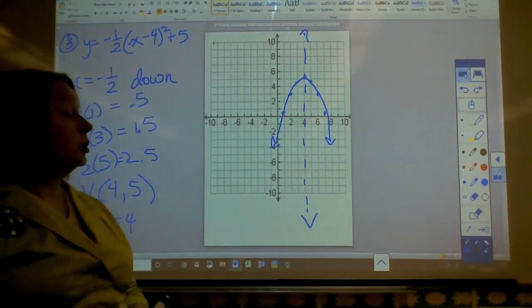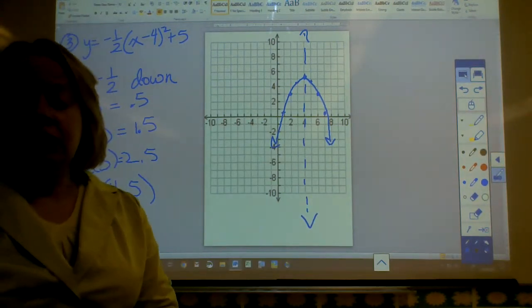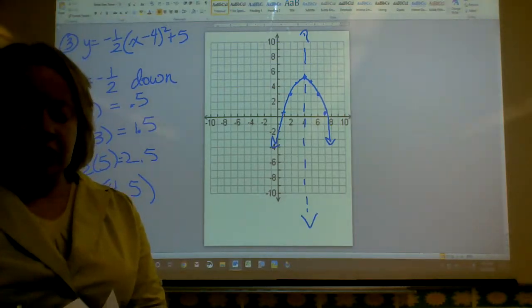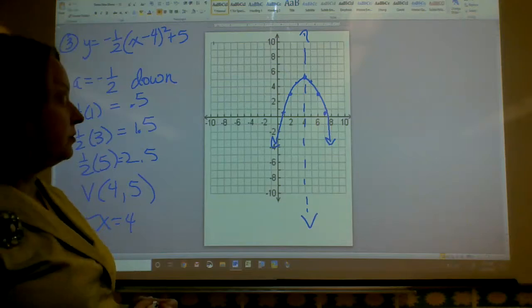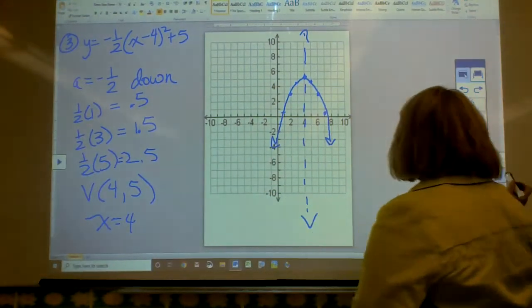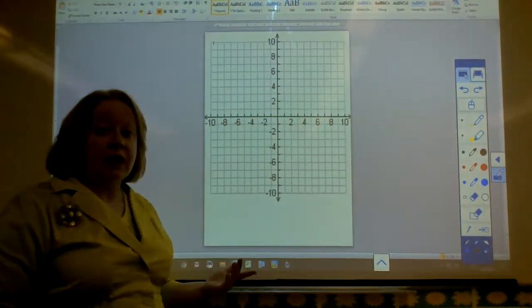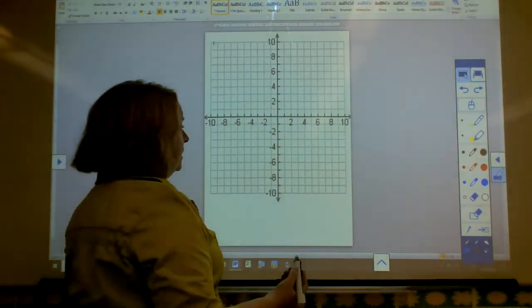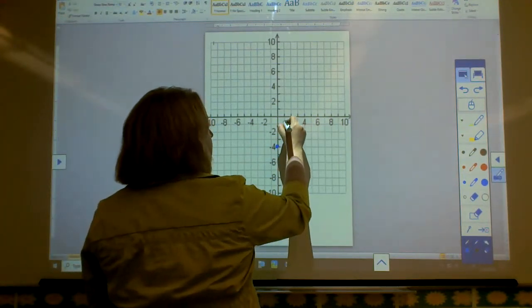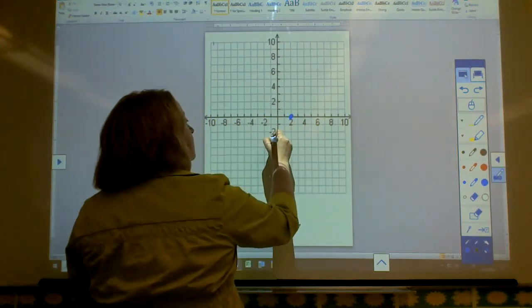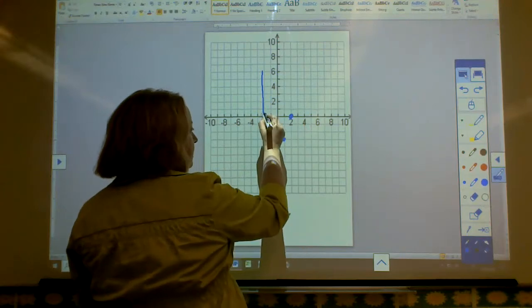So now that we've learned how to graph, let's go the opposite direction where I give you a graph and you have to write the equation. So let's take a look at a few of those. All I'm going to do now is put up a graph and you have to find the equation. So let's do a real simple one to start off with. And it looks like this.